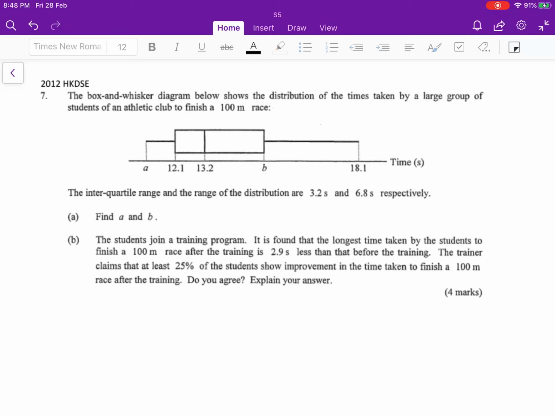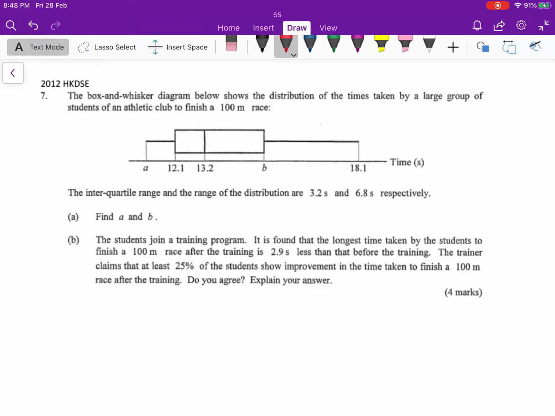So today we are focusing on how to solve the DSE question, which relates to the Box-and-Whisker diagram. Of course, it is also about the range and interquartile range, because they are quite combined together. So look at the 2012 HKDSE question 7.